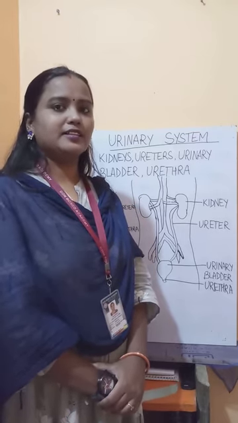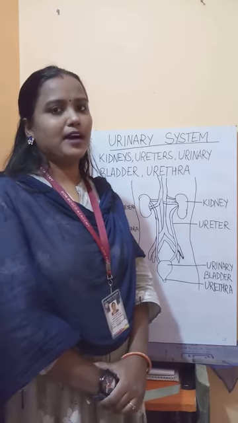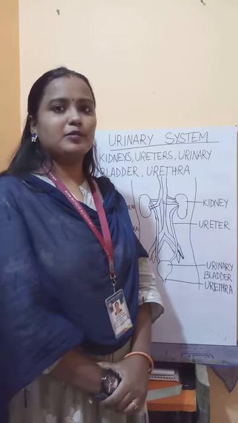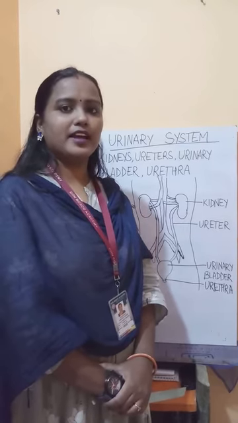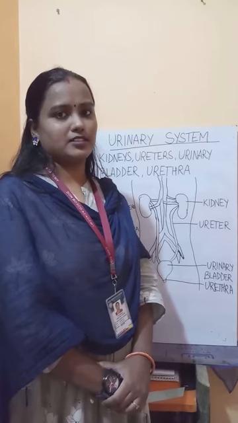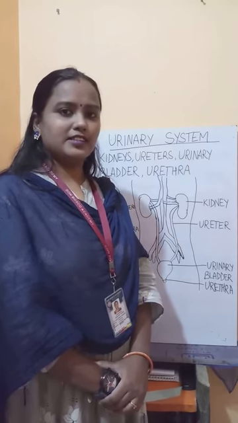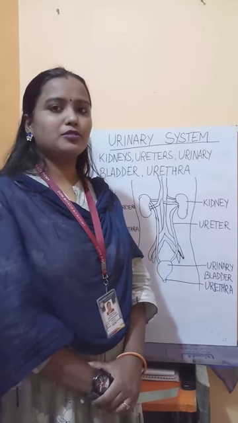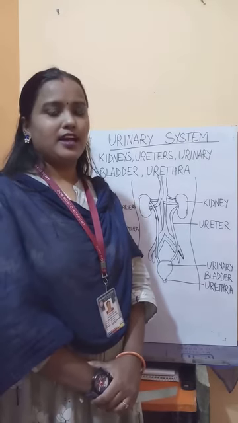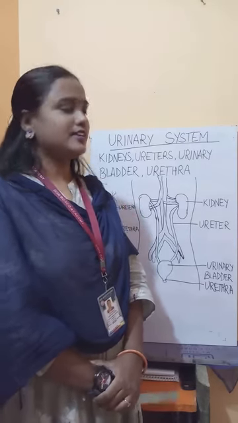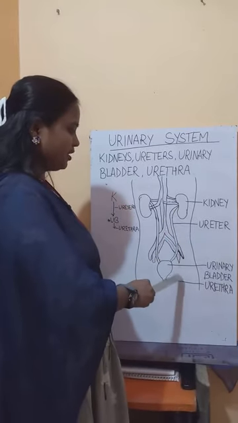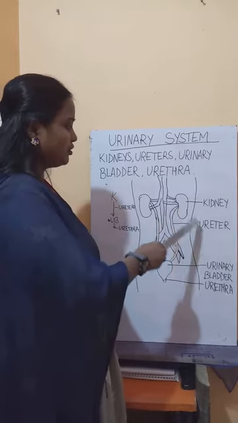After sending the filtered blood back to the circulatory system, in the kidneys there remain the wastes along with extra salts and water. Now this extra salts and water with the waste turn into urine, and this urine is passed to the urinary bladder through ureters.